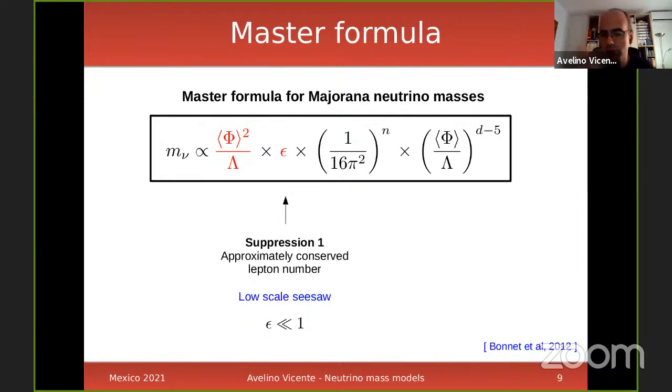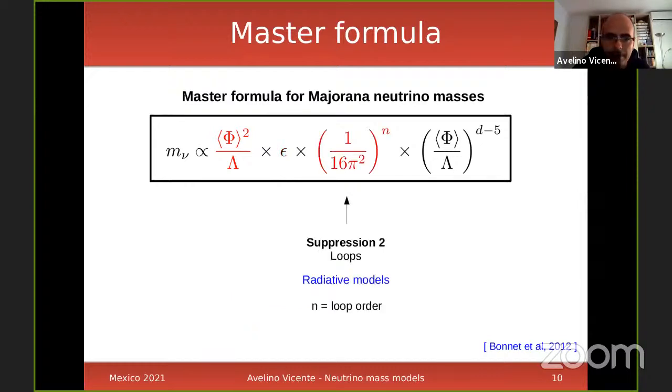And this is also what goes under the name of low-scale seesaw. If epsilon is much smaller than 1, you get automatically a reason for the suppression of neutrino masses, even if lambda is not that large.